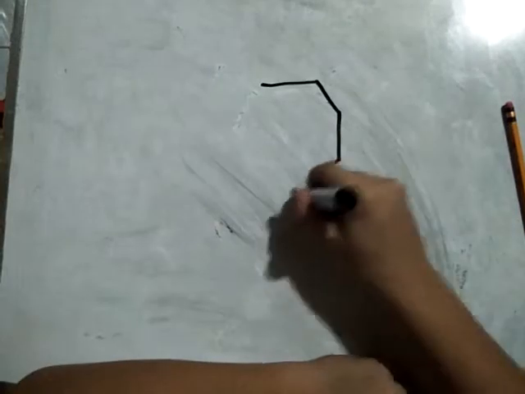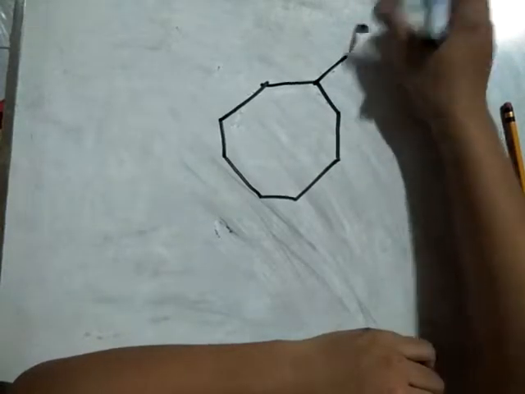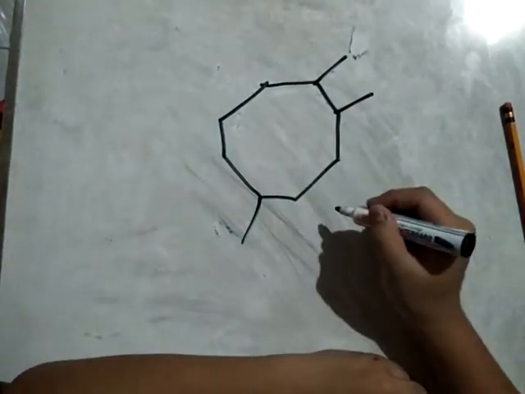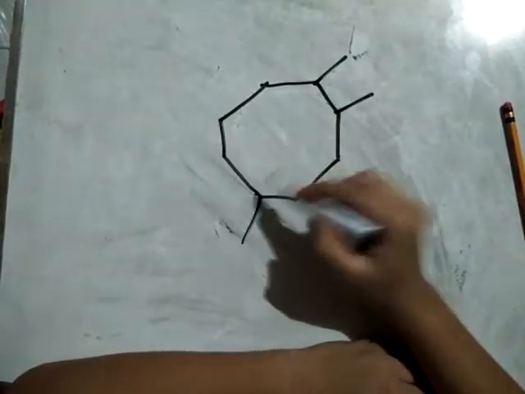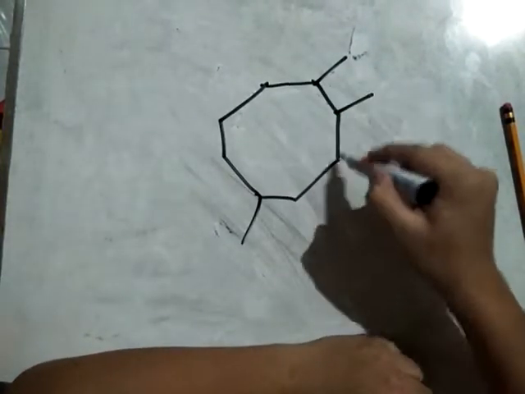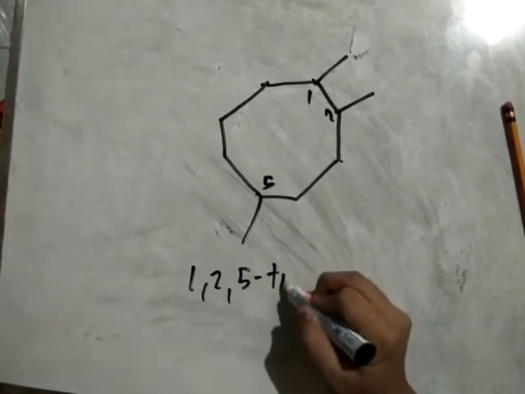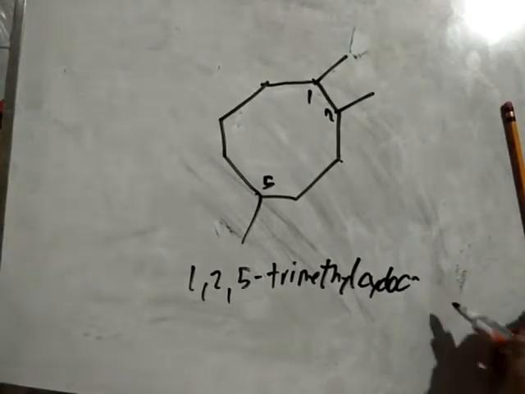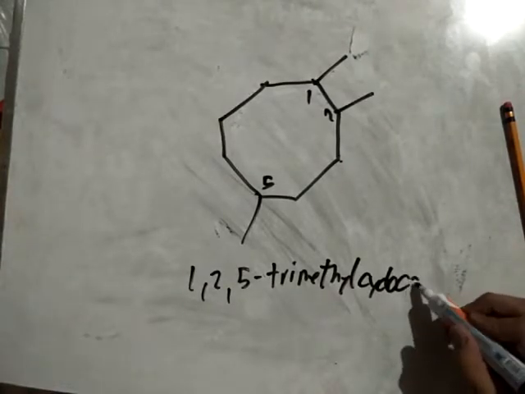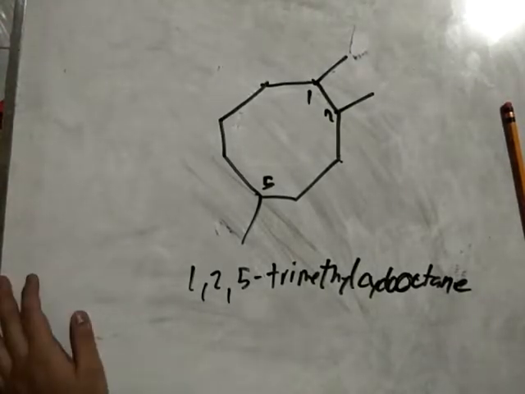One more sample. This is an octagon, if you're wondering. Let's name this. So we could start from 1, 2, 3, 4, 5. 1, 2, 3, 4, 5, 6. Well, it looks like this is the shortest one. So 1, 2, 3, 4, 5. So this is 1, 2, 5 trimethyl cyclooctane. Okay, cyclooctane.